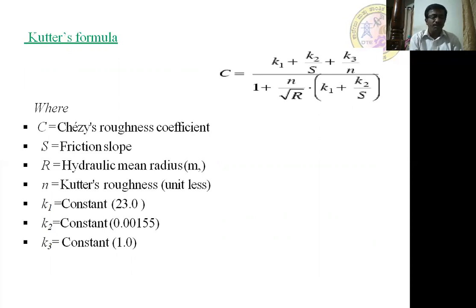Once again, it depends upon the type of materials used, roughness, smoothness, and all these things. K1 is a constant, K2 is also a constant, K3 is also a constant. The given values 23.00, 0.00155, and 1 are used to find out the value of C.